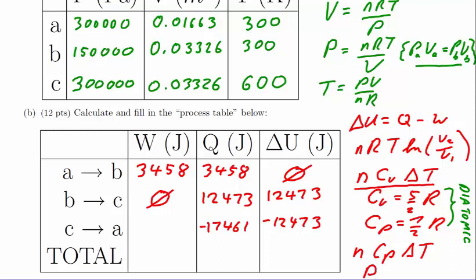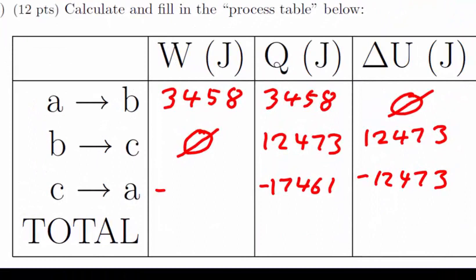Finally, for the work from C goes to A, we're going to use the work formula. The area under a straight line is a rectangle, so that's going to be the height of P times the V2 minus V1. Since we are going from C to A, volume 2 is volume A. So the pressure times volume A minus volume C is going to be a negative number, and the amount of work we get in this case is negative 4989 joules.